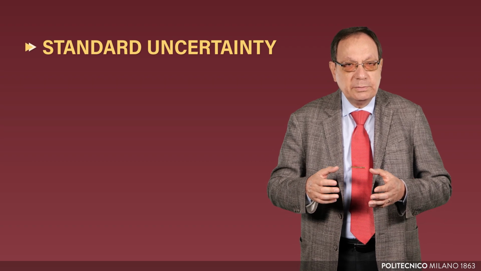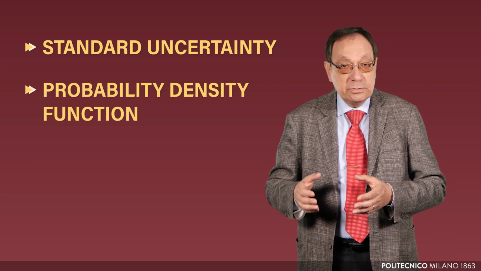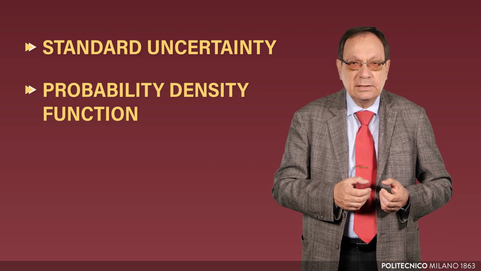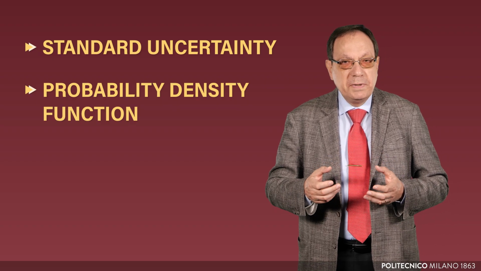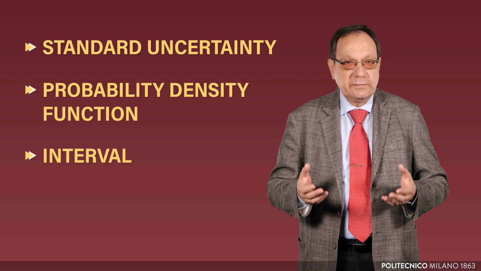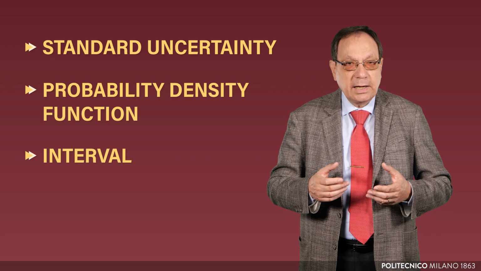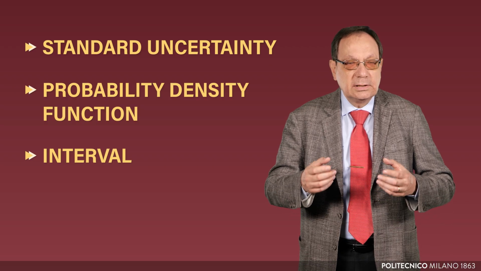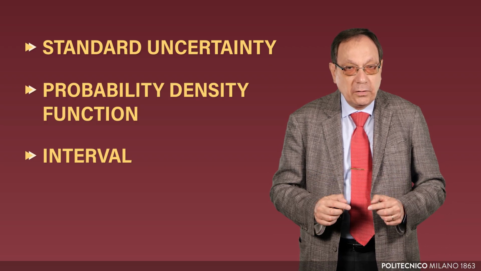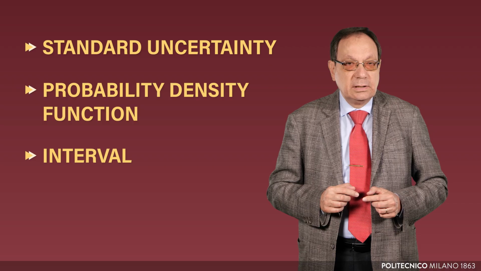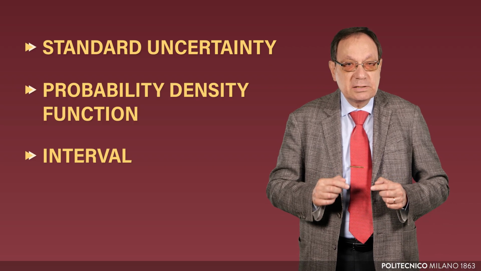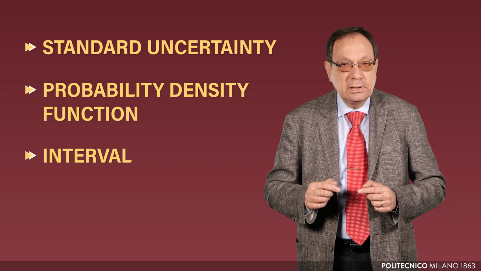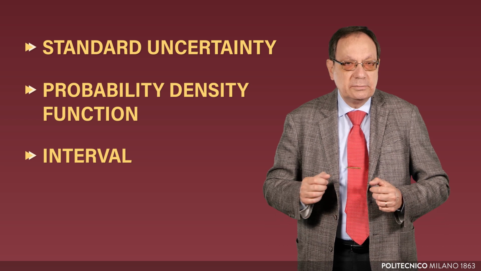To summarize, we have seen that by knowing the standard uncertainty and the probability density function used to represent a measurement result, it is possible to build an interval about the measured value. This interval represents the set of values within which it is assumed that the true value of the measure falls with a given probability. And this probability must be appropriate for the purpose for which the measurement result will be used.